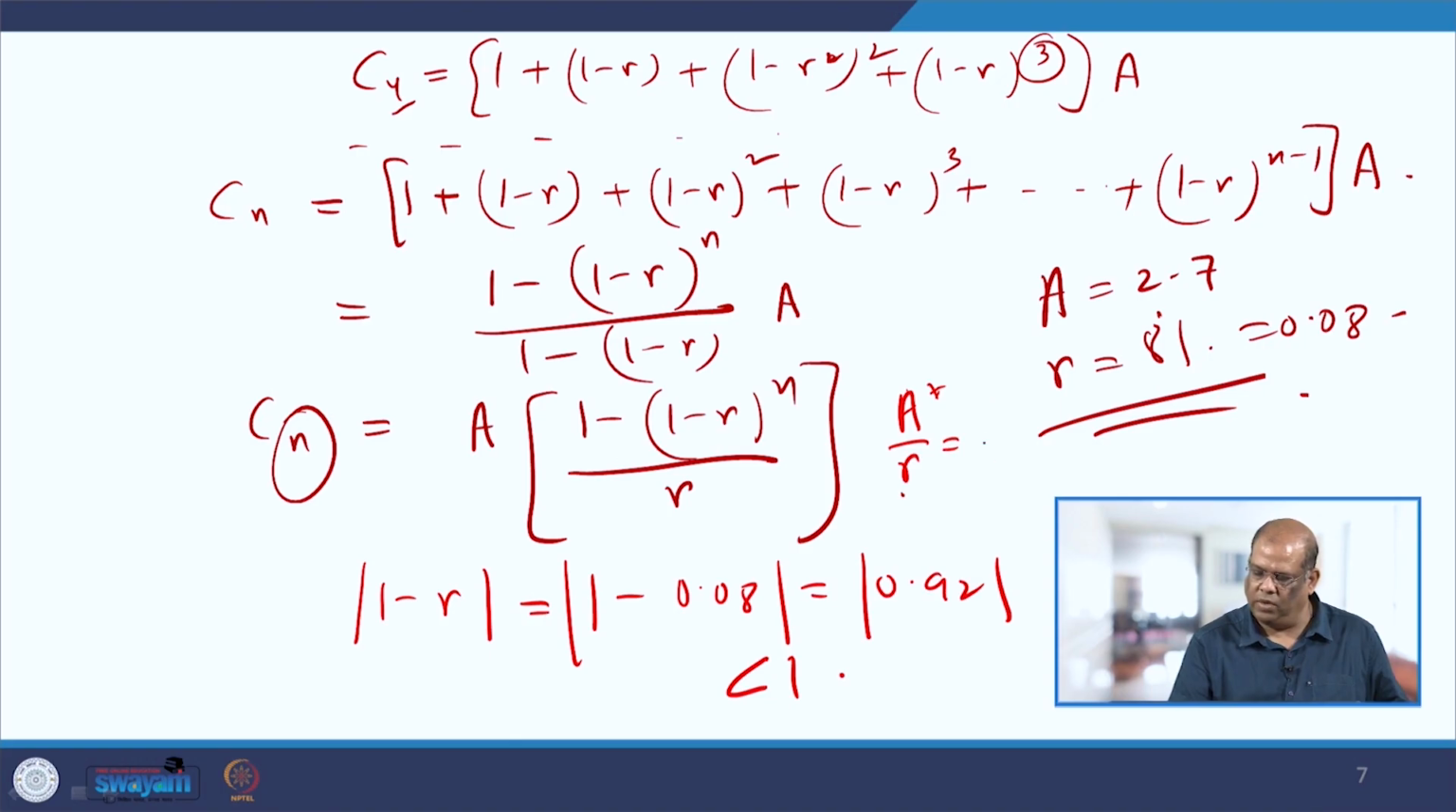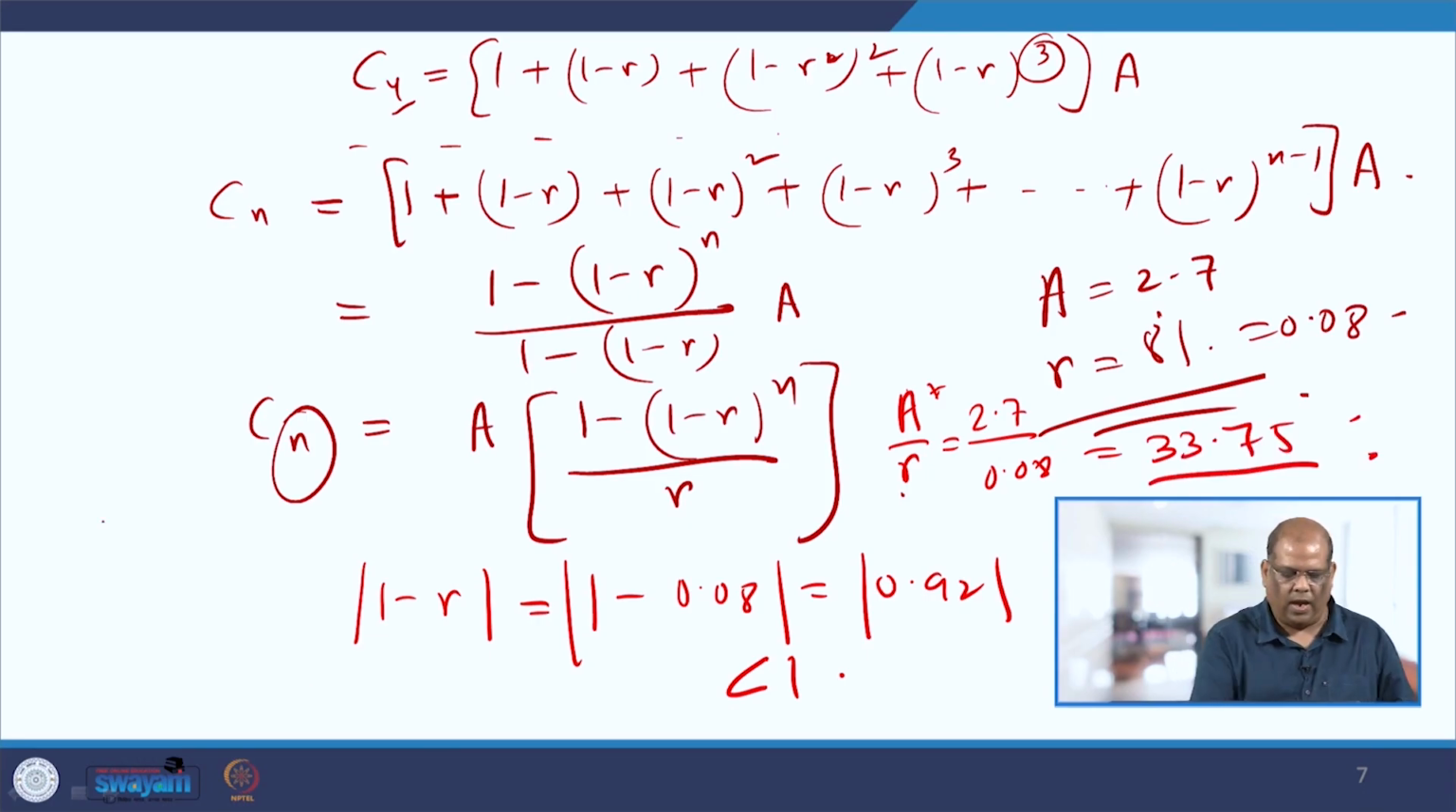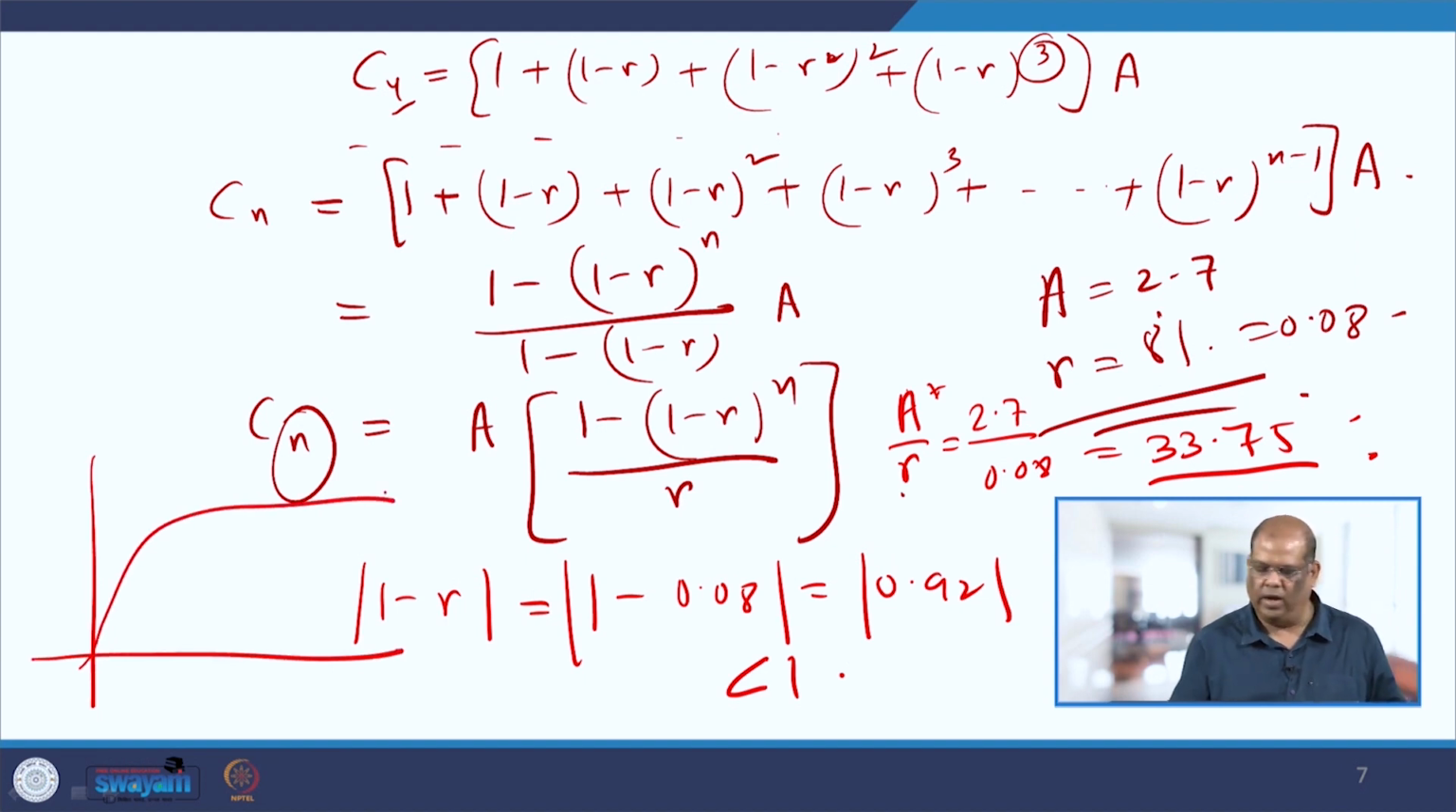And if you substitute this value 2.7 by 0.08, you will see that this is something close to 33.75. And in the graph you have seen that this particular value starts from 0 and reaches the value 33.75.